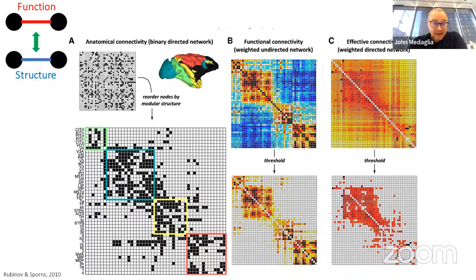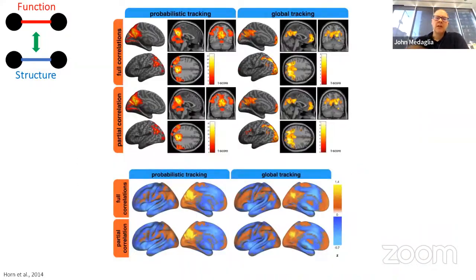Nevertheless, if you're not asking about directed connections, we already knew about 14 years ago that function and structure track pretty well with each other at this kind of modular level, the big groups of things. Okay. So people started to look at more specific pieces of this.